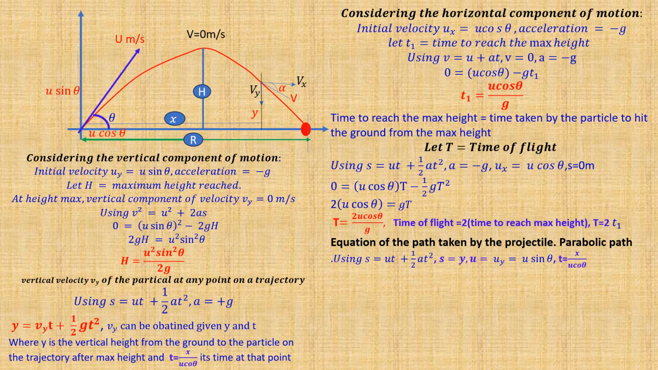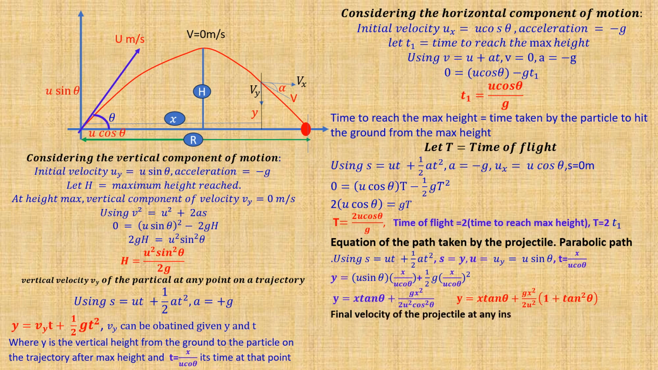So u sine theta. And now the time at that point where we are studying the projectile, we are going to use the horizontal distance from the point of projection to where it is being studied, and the horizontal speed, and that will be x over u cos theta. So when I substitute back, I get my equation of the projectile, or parabolic path, as y is equal to x tan theta plus gx squared over 2u squared into 1 plus tan squared theta. So that equation is very, very important.